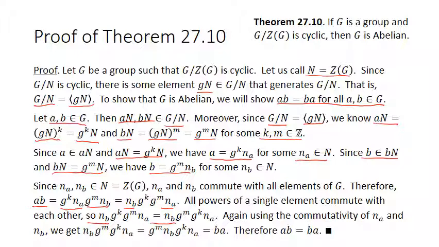Okay, and then again, using the commutativity of NA and NB, we can rearrange just a little bit more and pop NB into the second position here. And then what you've got is actually BA. So you started with AB and you get BA. And that is the proof.